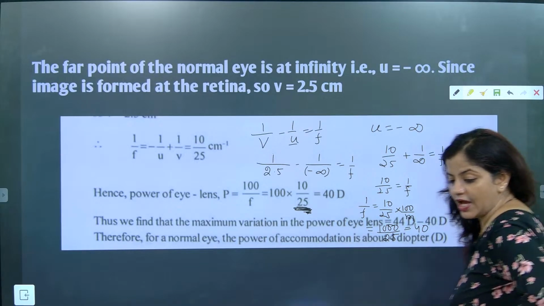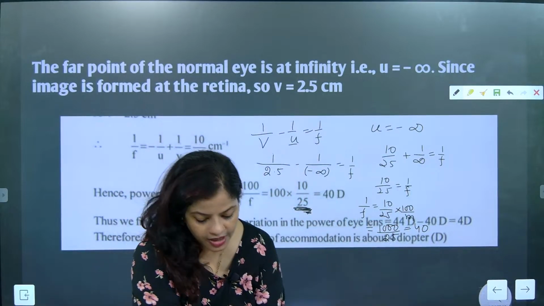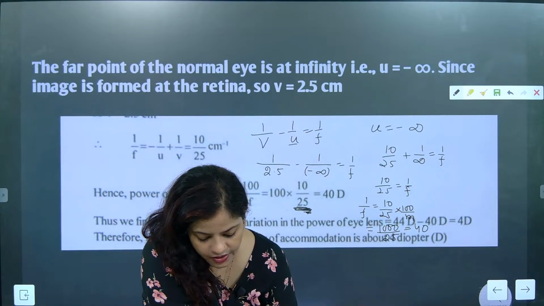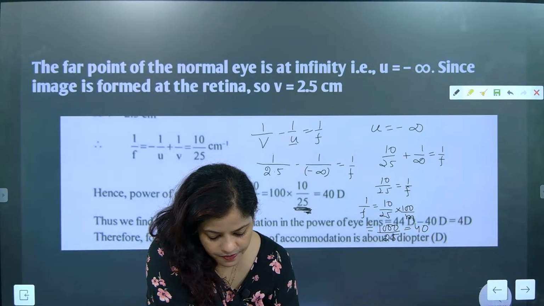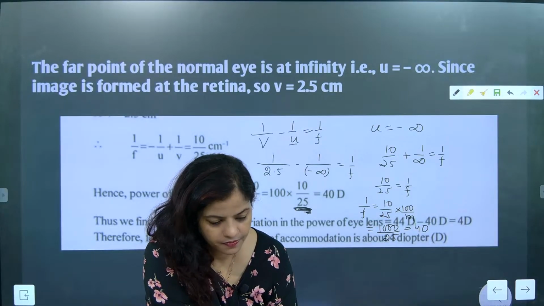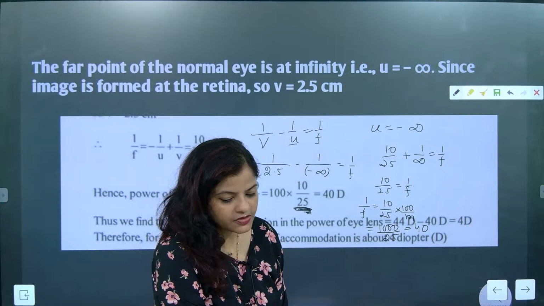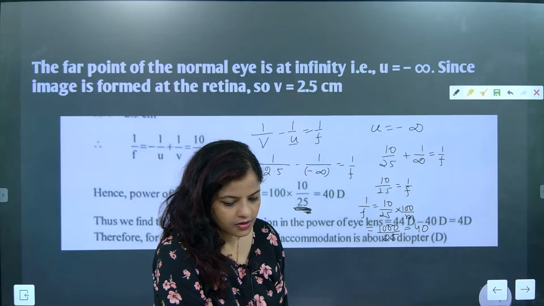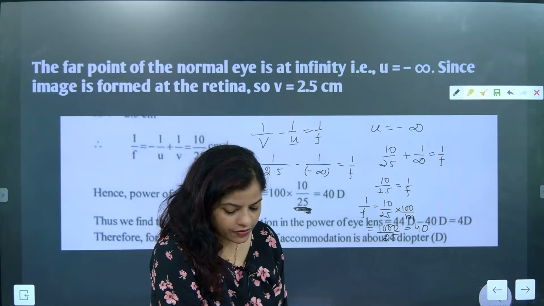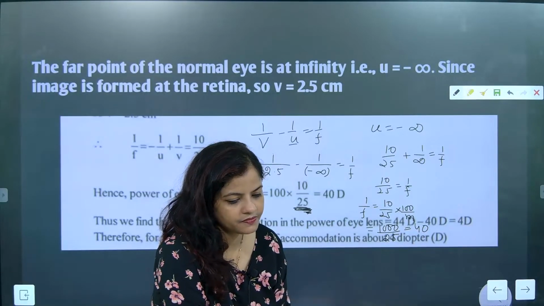Far off is 40 diopter, absolutely correct, beta, and nearby is 40 diopter. That's correct only. Nearby point is 40 diopter, absolutely correct. Nearby 44 diopter, sorry, nearby 44 diopter, far off is 40 diopter.